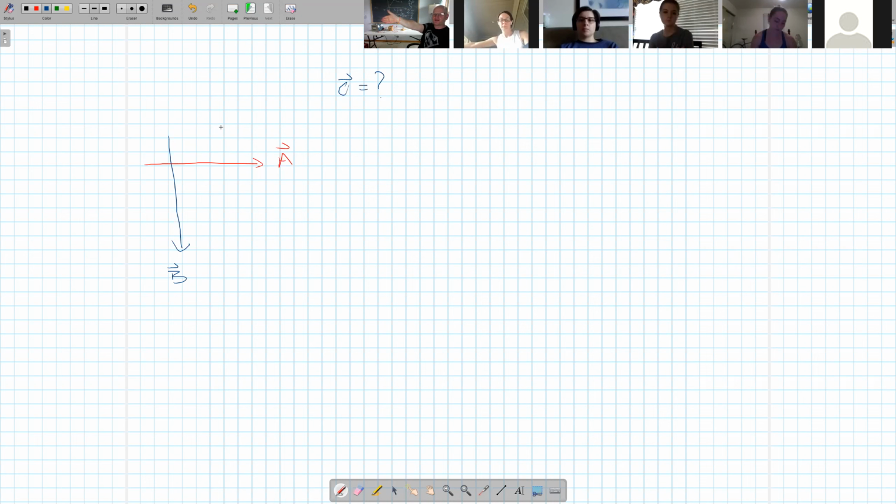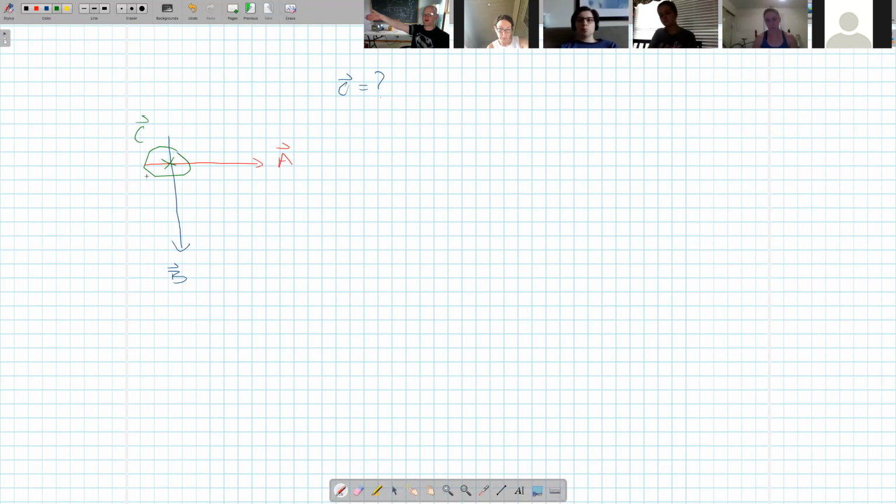Then step number 2 is I'm going to curl my fingers towards B in the direction of the smallest angle. Since B points downward, the direction of the smallest angle is to put my palm downward and rotate my fingers towards B. My thumb, which is at a 90-degree angle to my hand, then points in the direction of the result, which in this case would be this way. So the direction of C would then be into the page. So this is C. Okay.